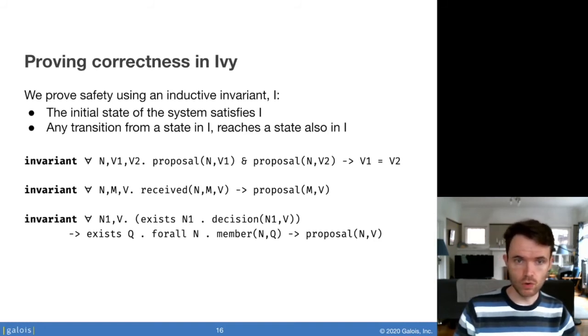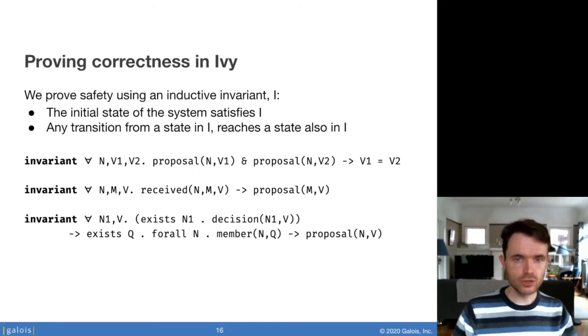Up until this point, most of the modeling that I've shown could be expressed in lightweight languages such as Alloy and TLA+, but this is the point where Ivy is able to reach beyond those systems and prove properties about unbounded executions and unbounded numbers of elements in the model.